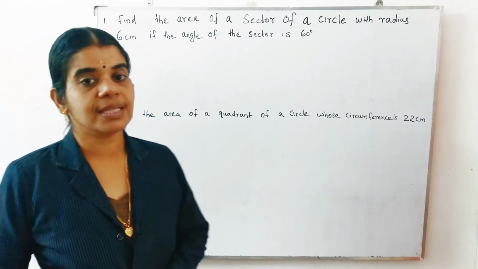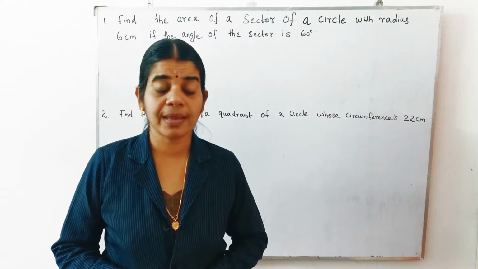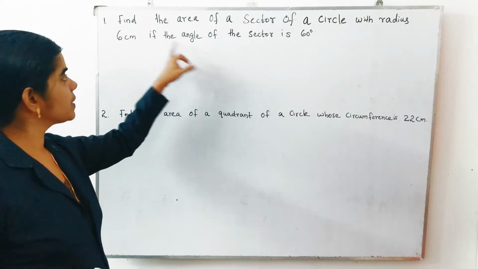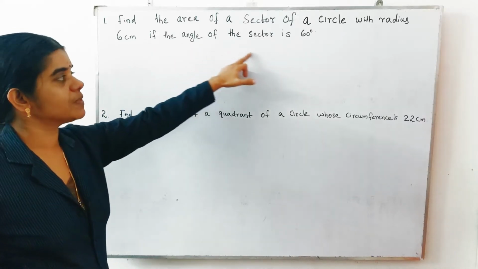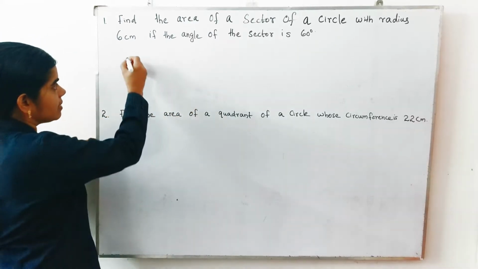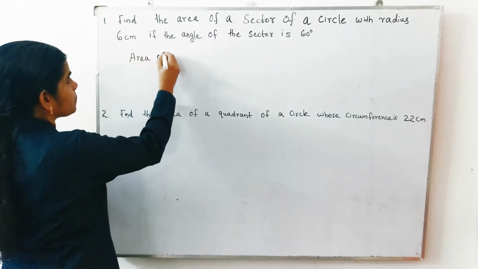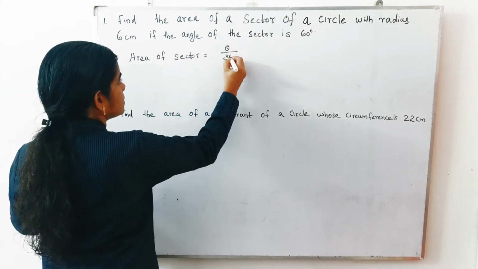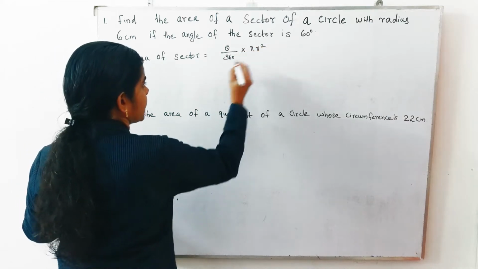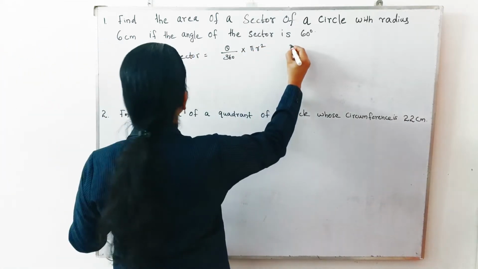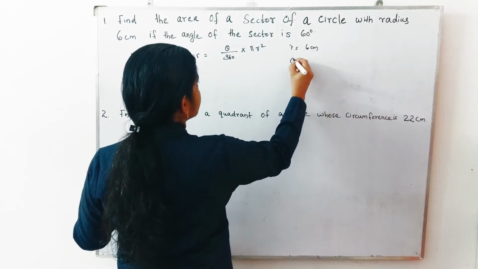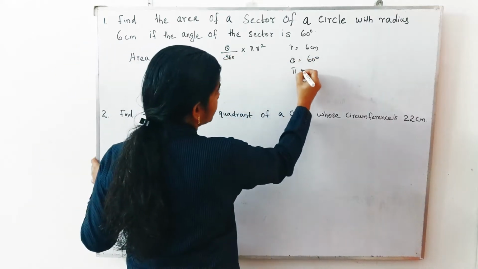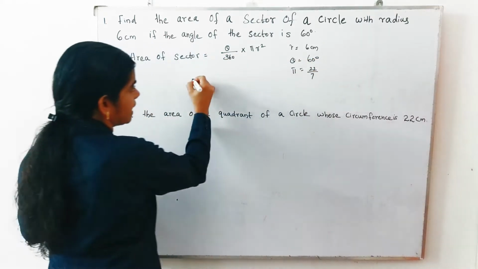Now we are discussing problems related to the area of a sector. First question: find the area of a sector of a circle with radius 6 cm if the angle of the sector is 60 degree. First we can write area of a sector is equal to theta by 360 into pi r square. Here radius is given, r is equal to 6 cm, theta is 60 degree, and pi is equal to 22 by 7.